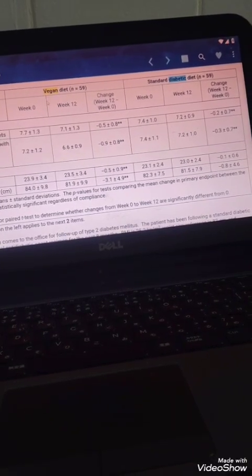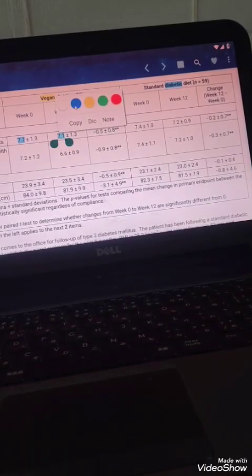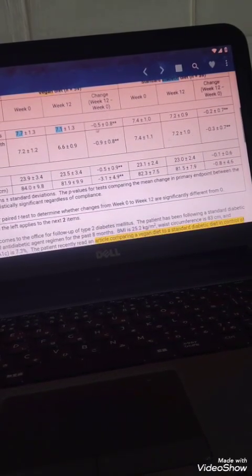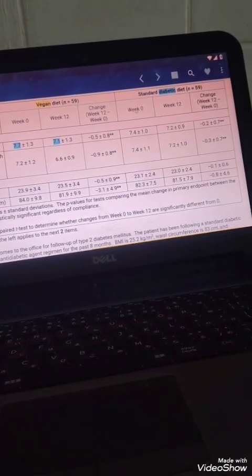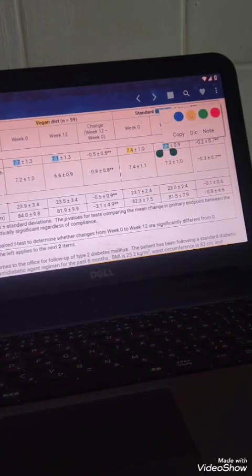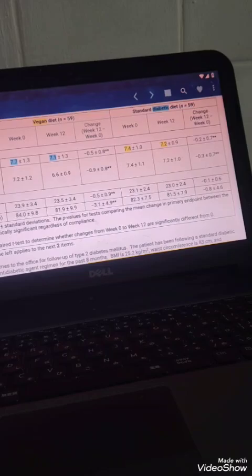So you see, with the vegan diet the HbA1c was reduced from 7.7 to 7.1, a change of minus 0.5 plus minus 0.8. We can say that this is a standard error, right? On the standardized diabetic diet, HbA1c at 0 weeks was 7.4, and after 12 weeks it became 7.2.